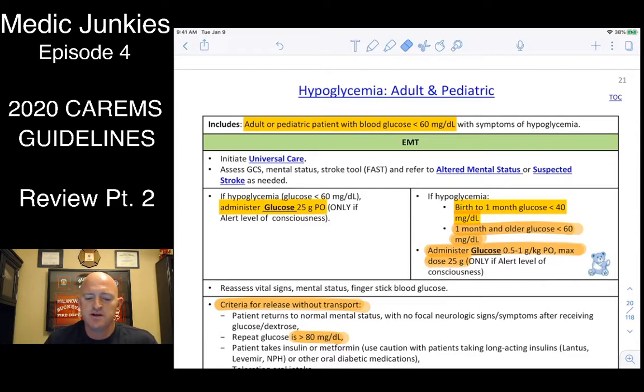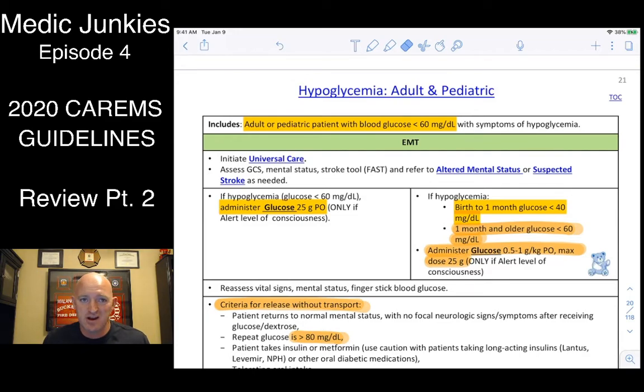All right, hypoglycemia, like I said on the right, we can see here, birth to 1 month, less than 40. If they're 1 month and older, we're gonna go less than 60, then we can start treating them, okay? Now, they do recommend giving oral glucose initially if we need to, 25 grams PO. Now, keep in mind, our little tubes are typically 15 grams. So, I mean, if you were to give two of those, technically we would be giving 30 grams, which is more than our protocol says.